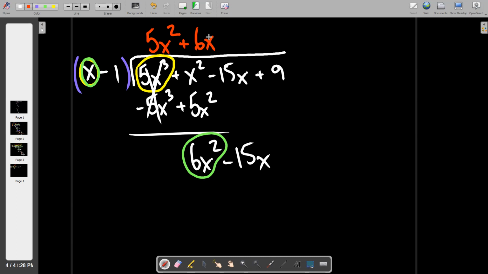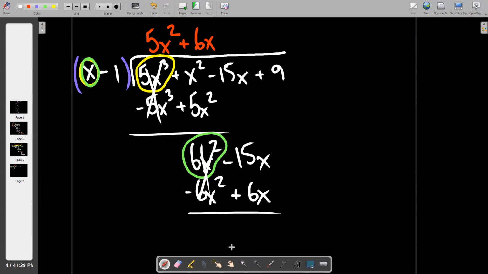And now we take that positive 6x and we distribute it through the purple parentheses, changing the signs as we go. So what's my first answer going to be? Negative 6x squared and plus 6x. Would have been a negative. We swapped it.